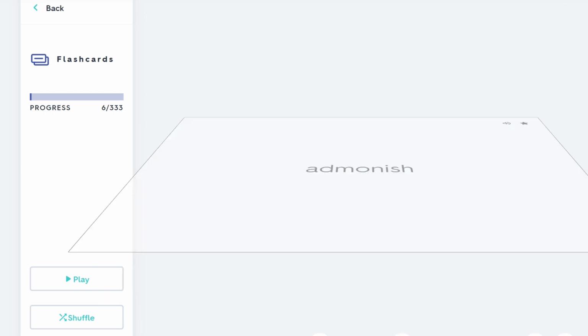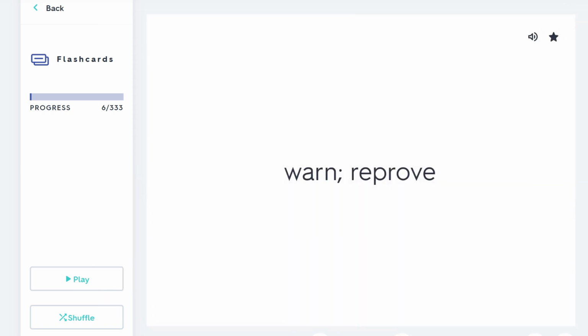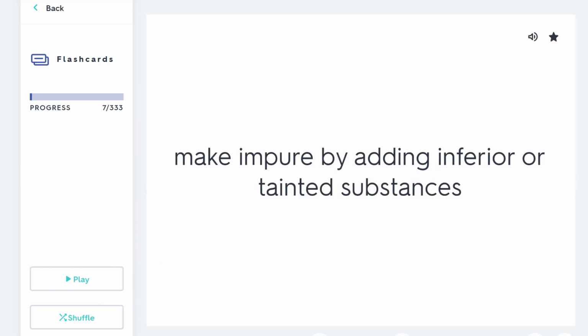Admonish. To warn or reprove. She was admonished for her behaviour. She was warned about it. Adulterate. To make impure by adding inferior or tainted substances. The fine wine was adulterated with some cheap wine, and the taste was horrible.